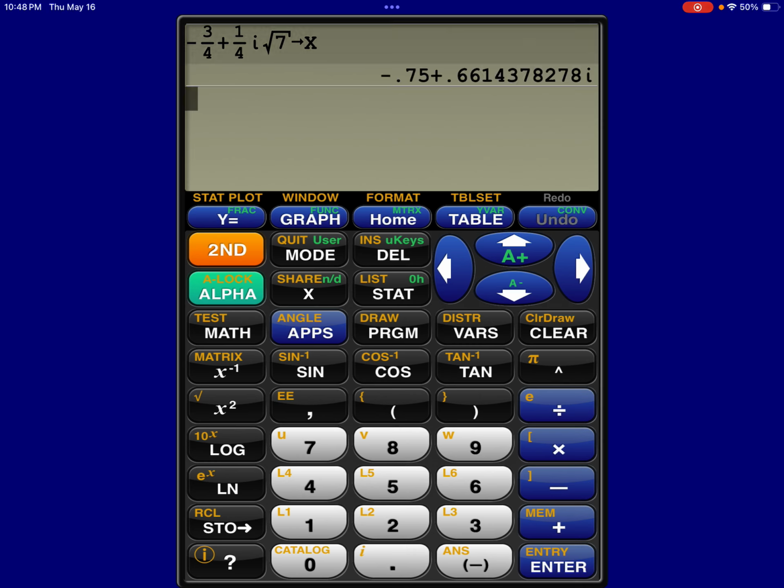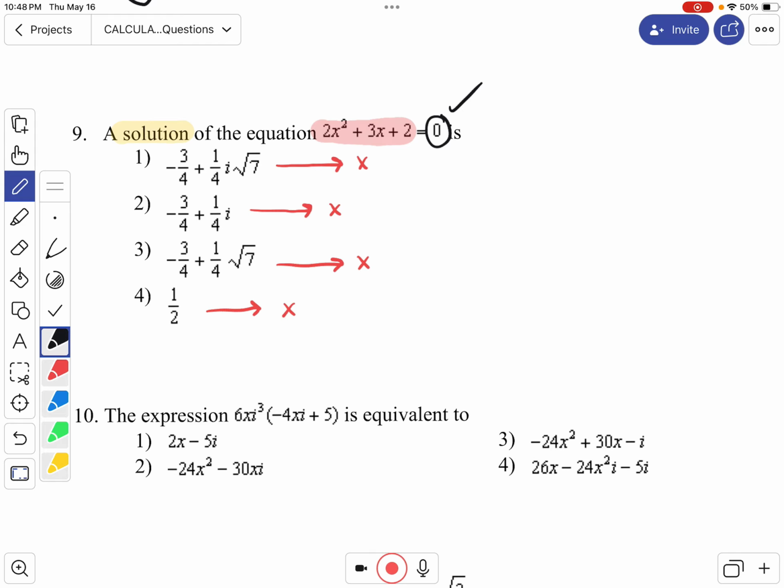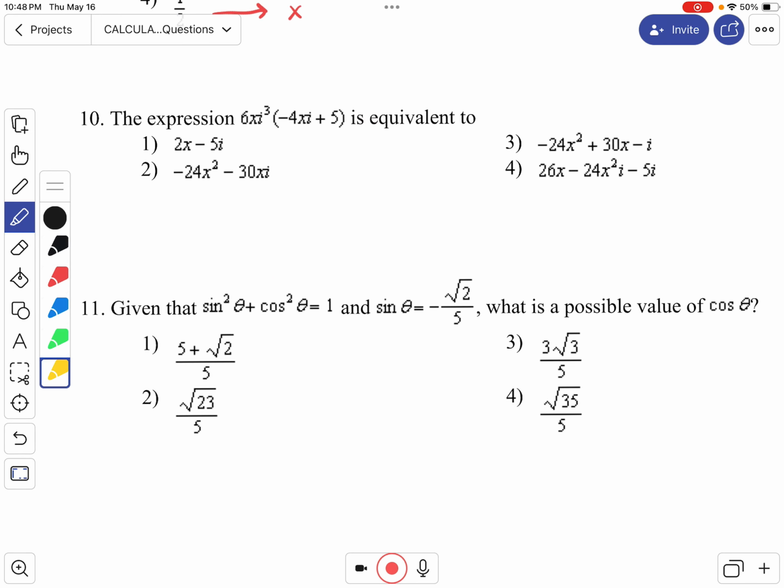There it is. And now I'm going to go ahead and plug the left side of that equation in to see if it equals the right side, which is 0. 2x squared plus 3x plus 2. Does that equal 0? It sure does. So that is my solution. Rest assured that I did try all the options, but I'm not going to do that right now for time purposes. Okay, question 10. Equivalent.